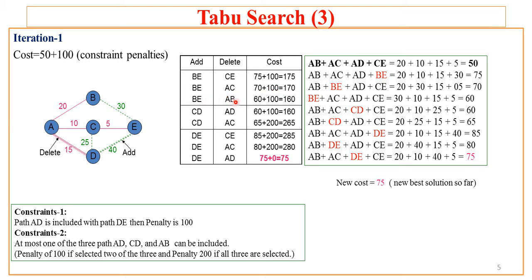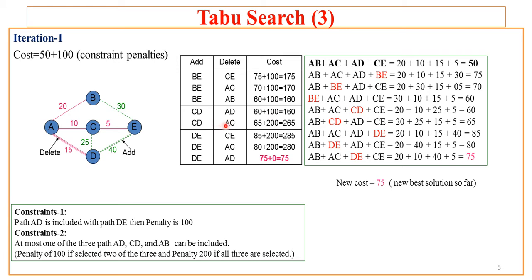Similarly, for replacement of AB with BE, the new solution will be BE, AC, AD and CE, and this will be 60, but again penalty of 100, it will be 160. Similarly, for this original solution AB, AC, AD and CE, now if AD is replaced with CD, so here it is shown AD is replaced with CD. Now the new cost will be 60, but again penalty of 100 is there.